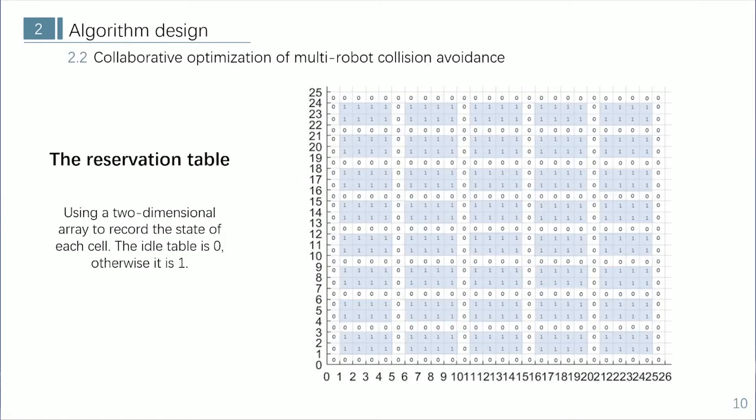The reservation table takes the warehouse grid model as the horizontal and vertical coordinates and uses a two-dimensional array to record the states of each cell. An idle cell is 0, otherwise it is 1. The grid occupied by the robot at each moment records the corresponding robot number, and other robots can decide to move forward or wait for another robot to pass by querying the reservation table at the current time.